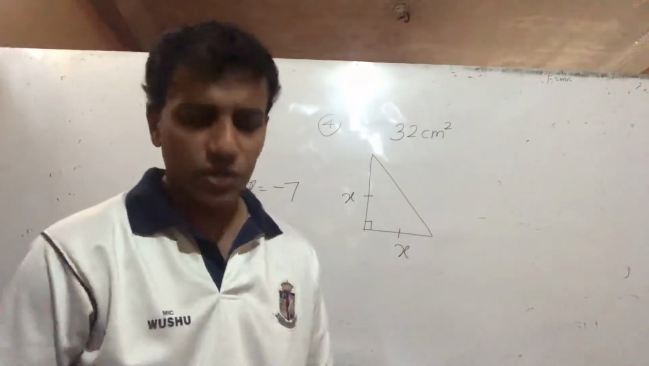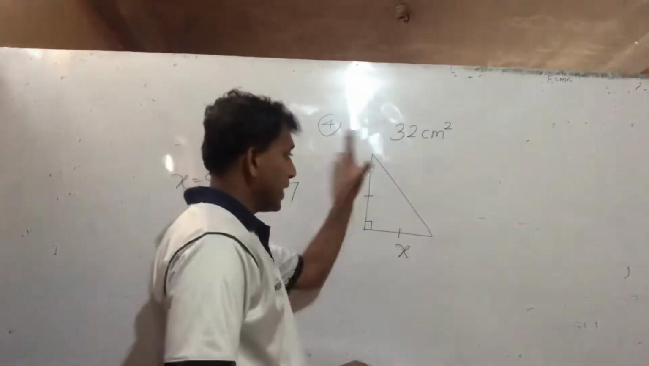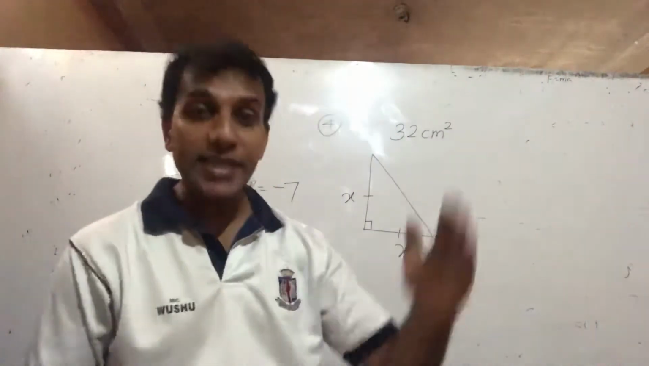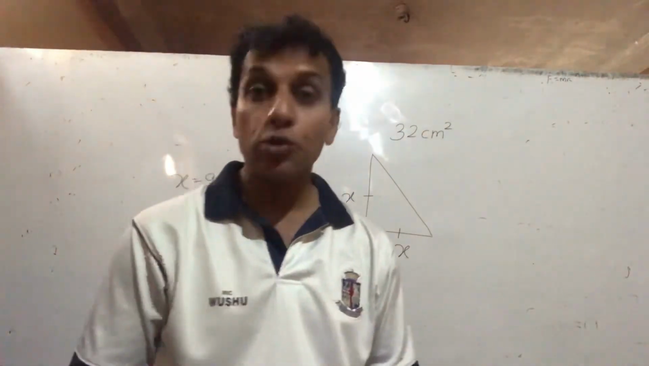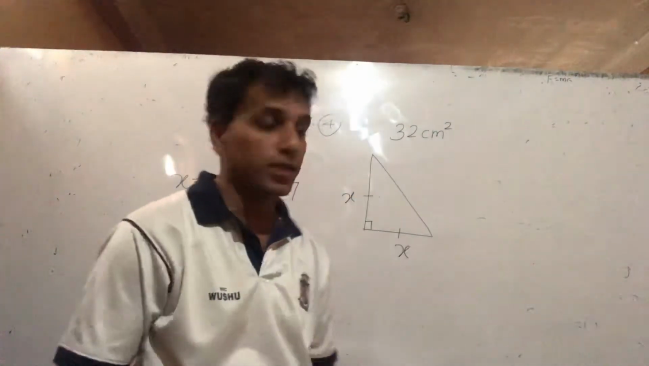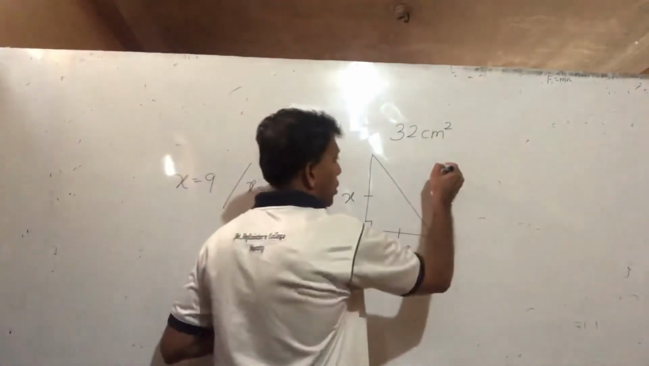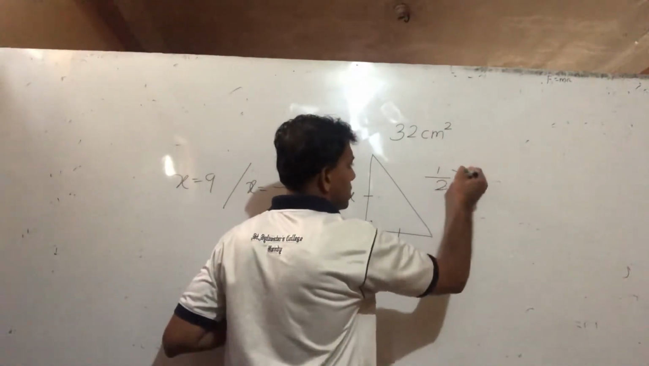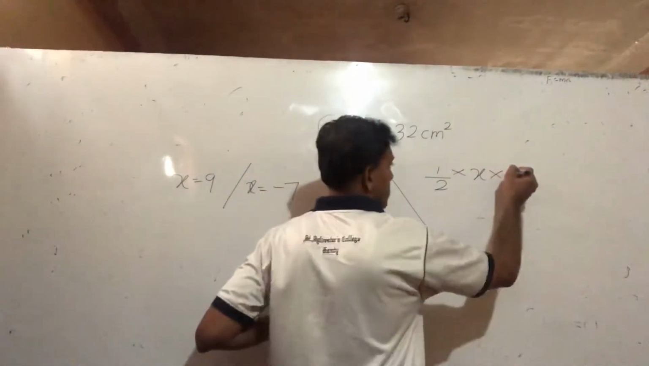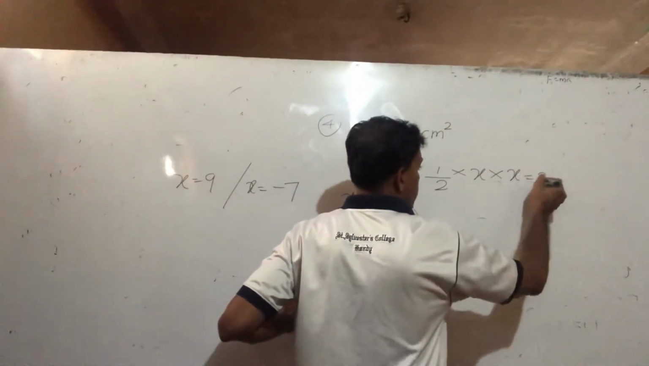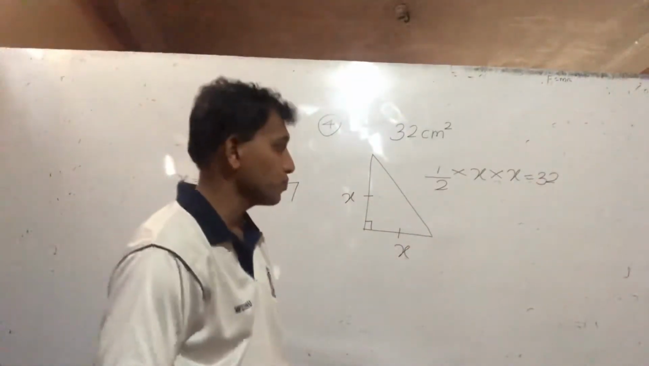So the question is find the sides of the triangle. So find the x value. So the area is given. In grade 8 maths, you study the area for triangle: half into base into height. So we prepare an equation to 32. So half, multiple base x, multiple height x. This is 32.